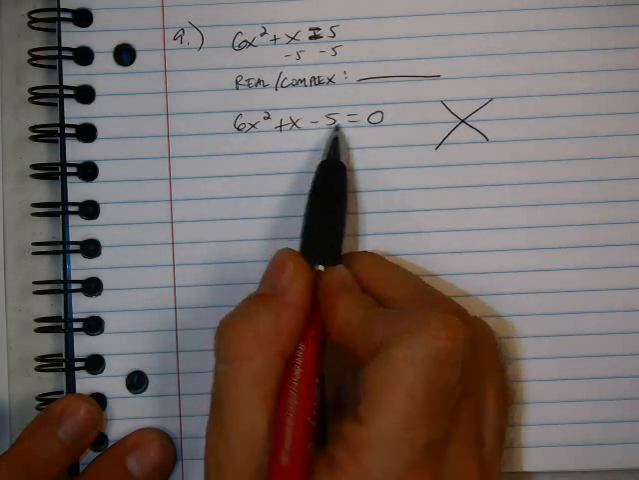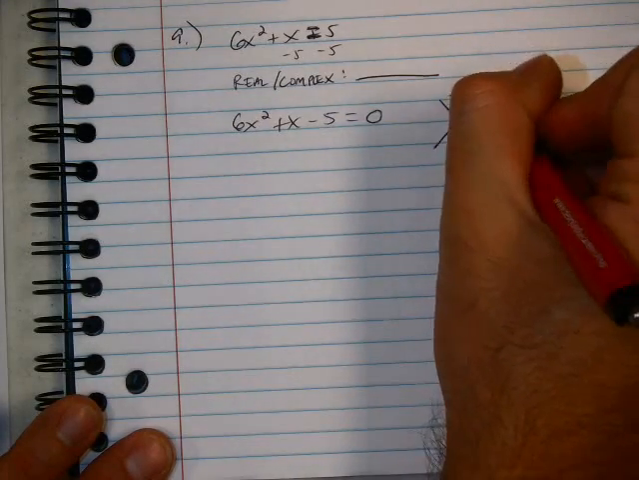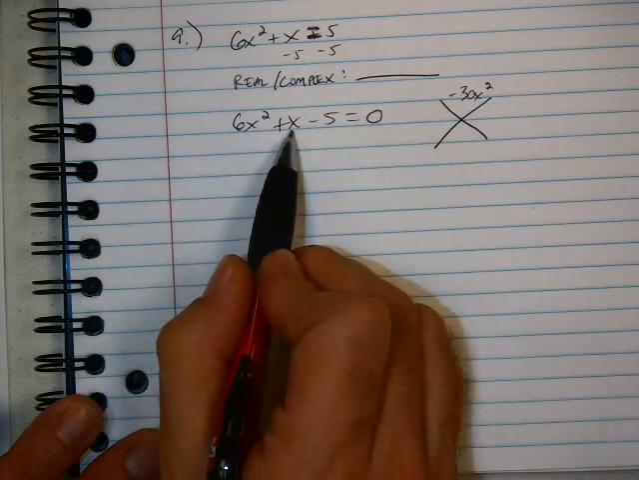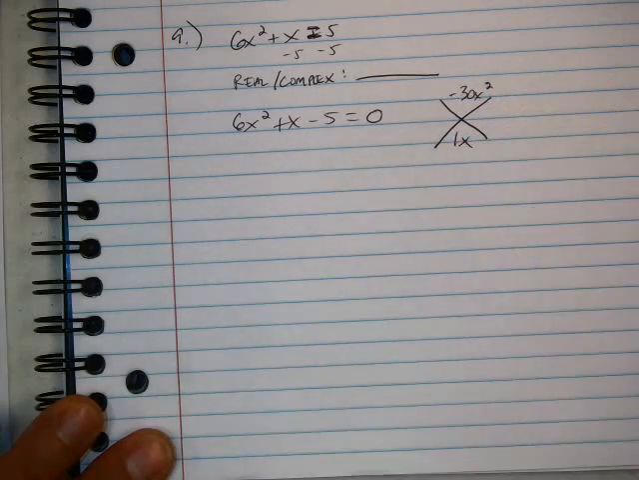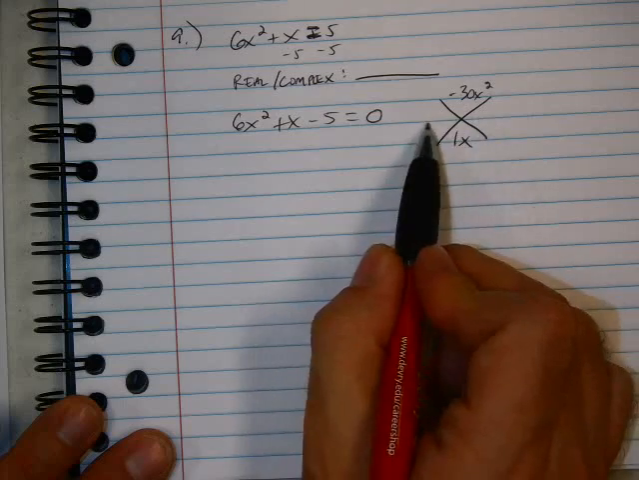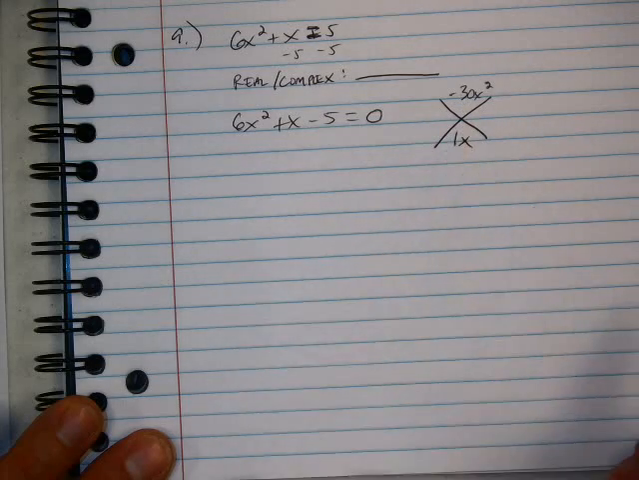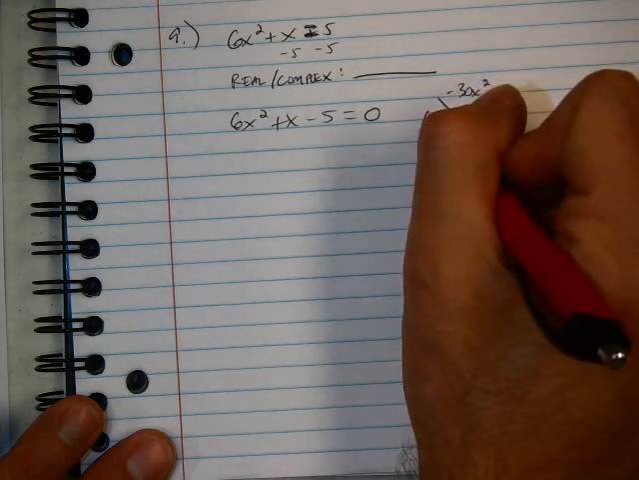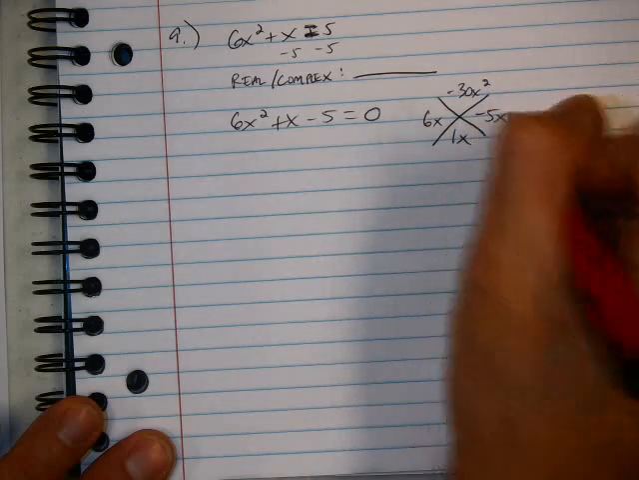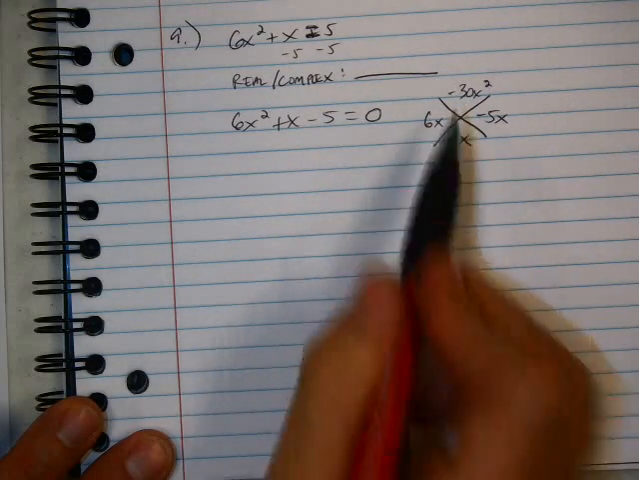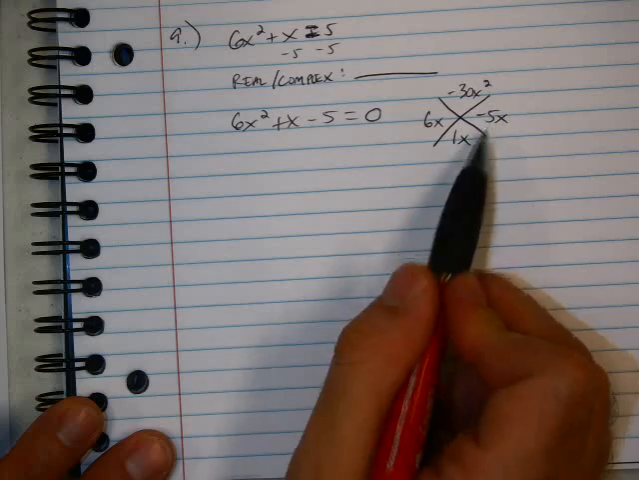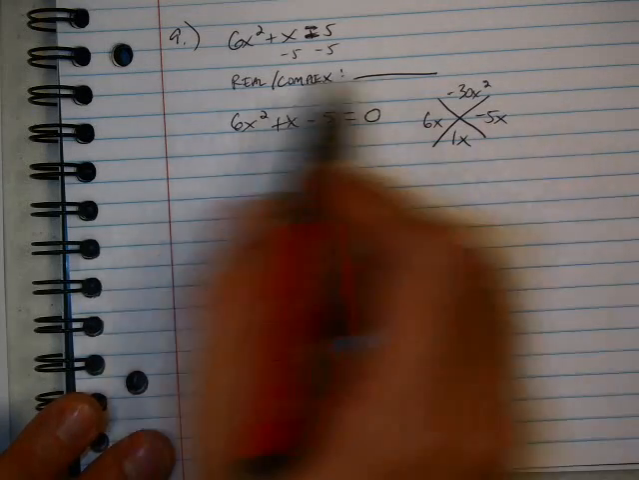6x squared times negative 5 is negative 30x squared. Our middle term 1x goes right on the bottom. I need two numbers that multiply to give me negative 30 and add to give positive 1. And that does work because 6x times negative 5x gives us negative 30, and 6x plus negative 5x gives us positive 1x.